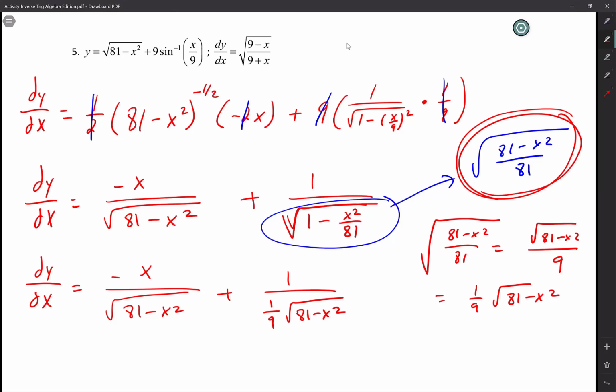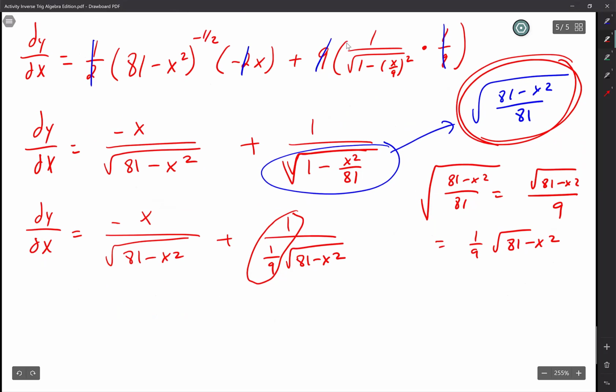Yes. I was going to do it, but everyone was going to tell me, where'd the 9 come from? How many 1/9 can I fit into 1? Or you can do keep, change, flip, or you just see it. It's 9, guys. If you ever see 1 divided by 1/8, it's 8. 1 divided by 1/7, it's 7. 1 divided by 1/5, it's 5. You guys knew that, right? Of course you guys did. 81 minus x squared plus 9.